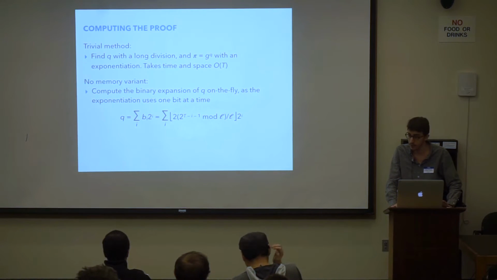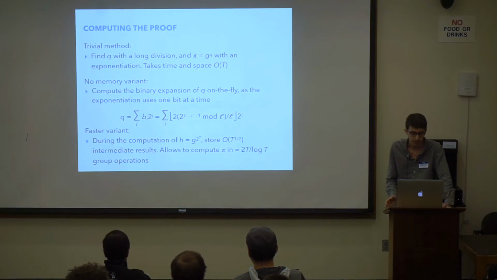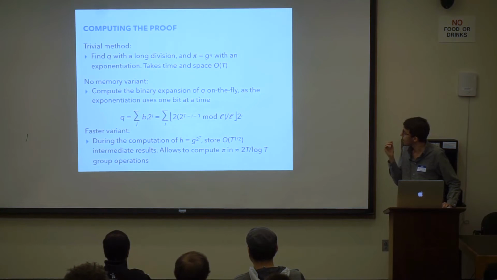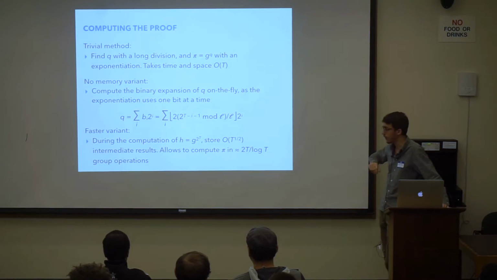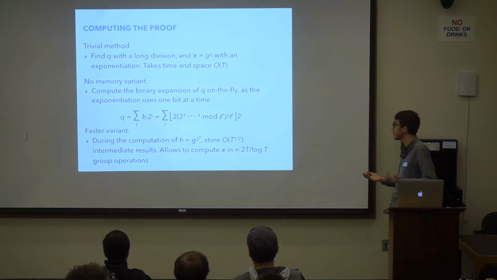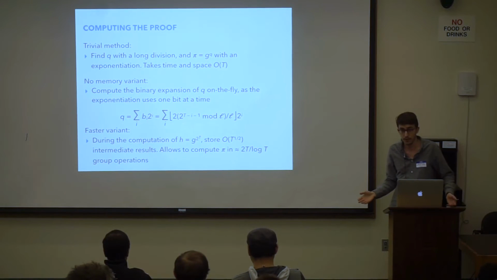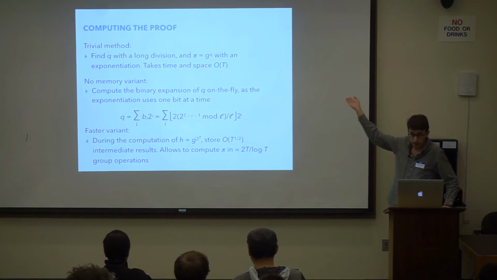So now no memory, but still time big O of t. Now there are faster variants if you use some pre-computed values. When you're computing h, which is g to the 2 to the t, you encounter a lot of powers of g on the way. You encounter all the powers of the form g to the 2 to the i, where i is between 0 and t. So you can store a bunch of them, and they are going to help you in computing the exponentiation by q much faster.